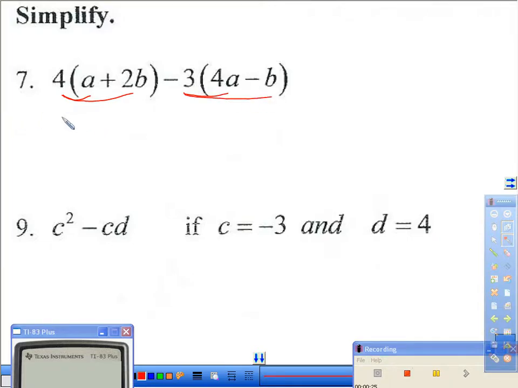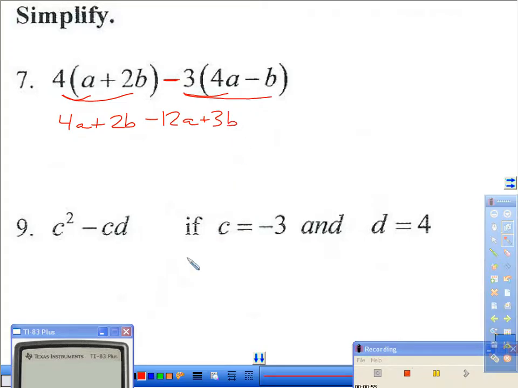So 4 times a would be 4a. 4 times 2b would be 8b. Since it's positive, we'll write that as plus 2b. When we're distributing the 3, we're going to include this minus sign with it, treat it as a negative 3. So negative 3 times 4a would be negative 12a. So I'm going to write that as minus 12a. Negative 3 times negative b would be positive 3b, so plus 3b.